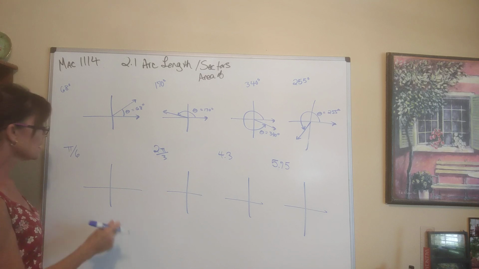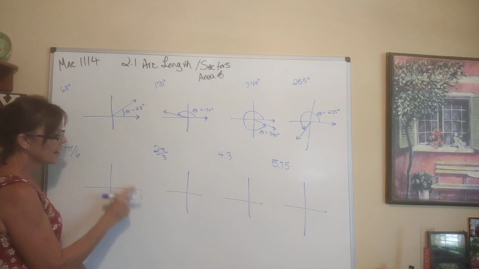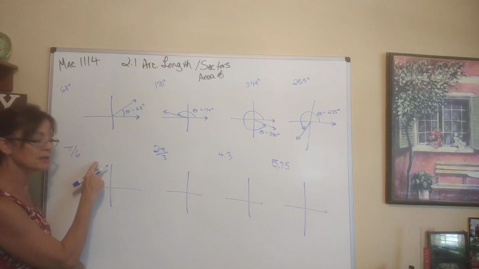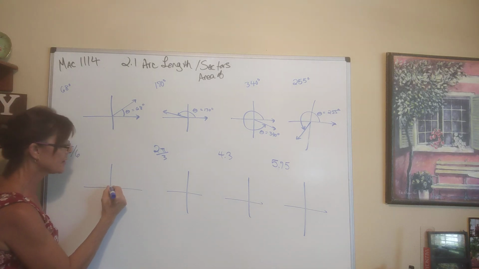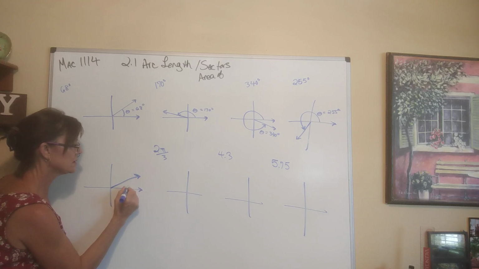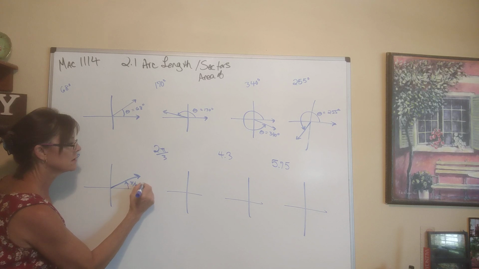So let's go through this. Pi over 6. This is 0 radians, and this is pi over 2. So pi over 6 is smaller than that. And we remember it converts to 30 degrees. This is pi over 6. This is how we will represent this. Pi over 6.